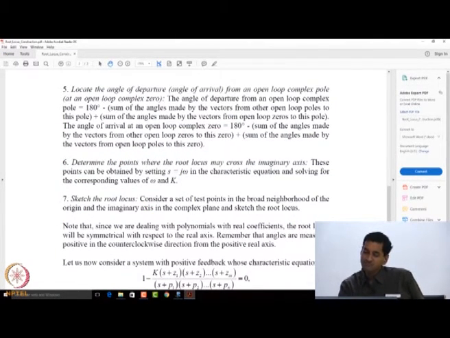The angle of departure from an open loop complex pole is 180 degrees minus the sum of the angles made by the vectors from other open loop poles to this pole, that is what was there, plus the sum of the angles made by the vectors from open loop zeros to this pole. In the example that we considered, there was only one open loop zero, so that is why we had only one term. So, that is what happened here.